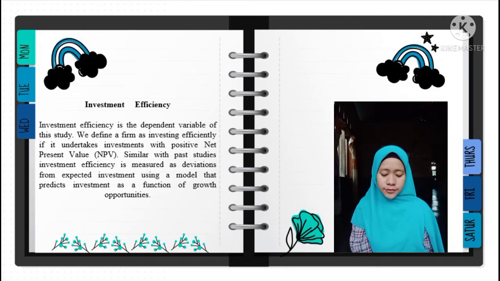We define a firm as investing efficiently if it undertakes investments with positive net present value, or NPV. Similar to past studies, investment efficiency is measured as deviation from expected investment, using a model that predicts investment as a function of growth opportunities.